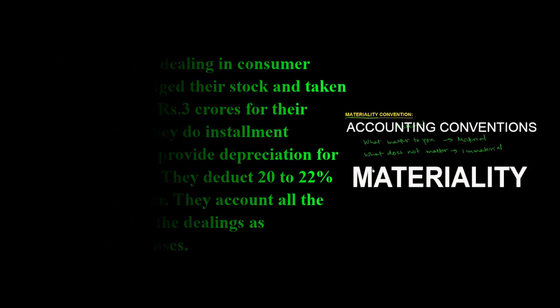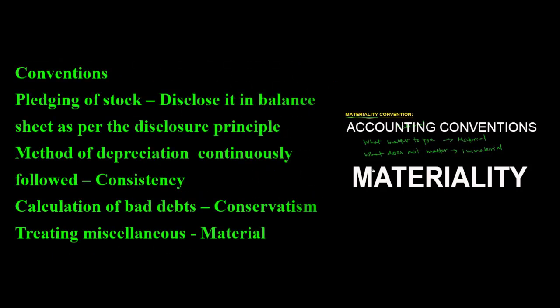Now, how are they recording it as per these conventions? First, the loan against the stock, that is, by pledging the stock, is based on the first concept, the disclosure principle. They have to mention that in the balance sheet. Second, they have to follow the method of depreciation continuously, so the consistency concept. The bad debt needs to be calculated and deducted from the total debtors, that is based on the conservatism concept. Then they are treating the stationery as miscellaneous expense, that is based on the materiality concept. I think you must have understood.